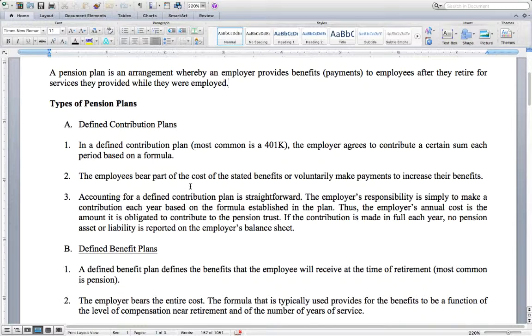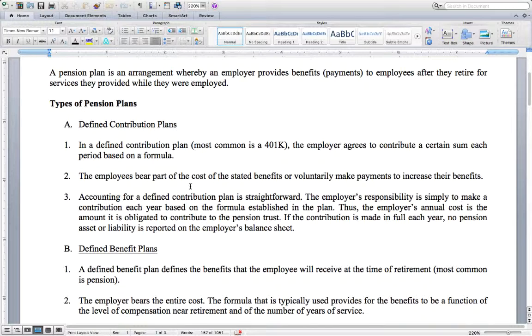Therefore, as the employee, if I want to contribute more to my 401k, I could put in, say, 10%, knowing that the company is only going to put in 3% of their own money. But that additional funds I put in as the employee will make my contributions to the plan higher and also increase my benefits at a future date. The accounting for a defined contribution plan actually is relatively straightforward. The employer's responsibility is to simply make a contribution every year based on the formula established.